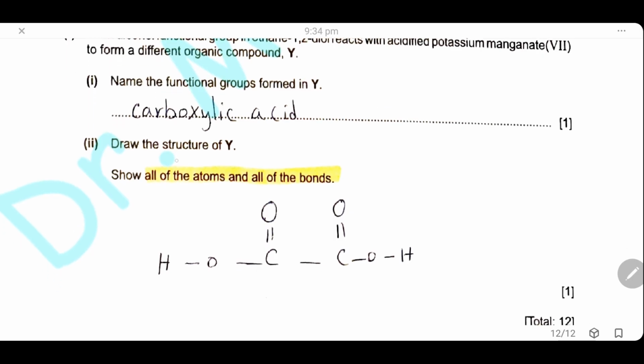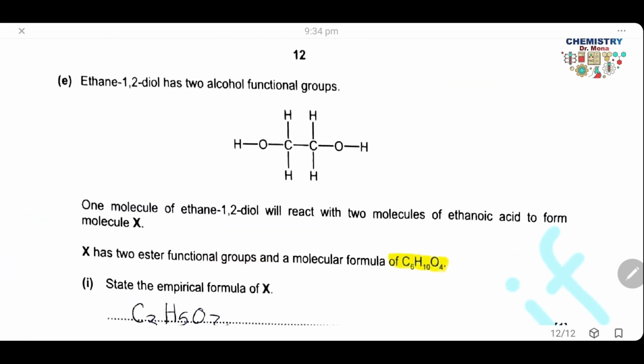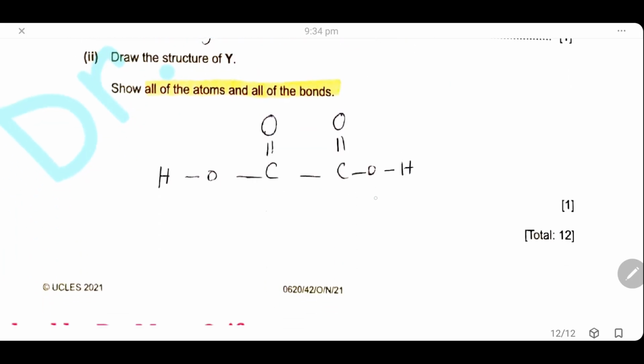Here he wants me to draw the structure of this carboxylic acid, showing all atoms and all bonds. The 2 carbons in the ethane diol will be oxidized to form 2 carboxylic acid groups. So the formula will be as shown here, 2 carboxylic acids, and the acid is known as oxalic acid.